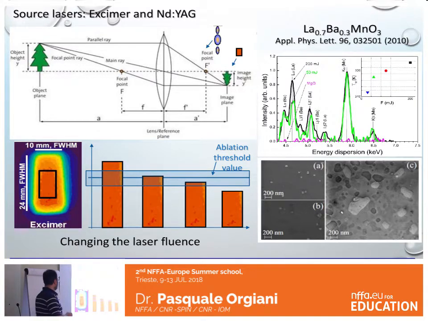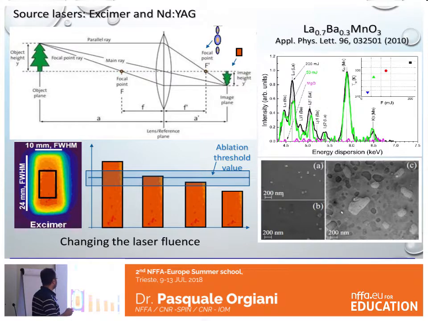This can be achieved, even improved, by using some iris in the PLD. Here is shown, for instance, a very complex material like lanthanum, barium, manganese, oxygen 3. And you can see that when you reduce the energy, you start to have droplets, and you even have a lower amount of some elements. Second point, this is a long-standing discussion: where to put your target with respect to the laser beam, not in the focal point.